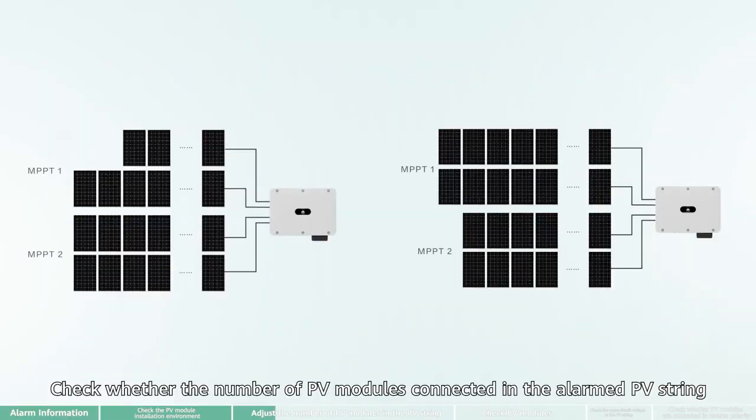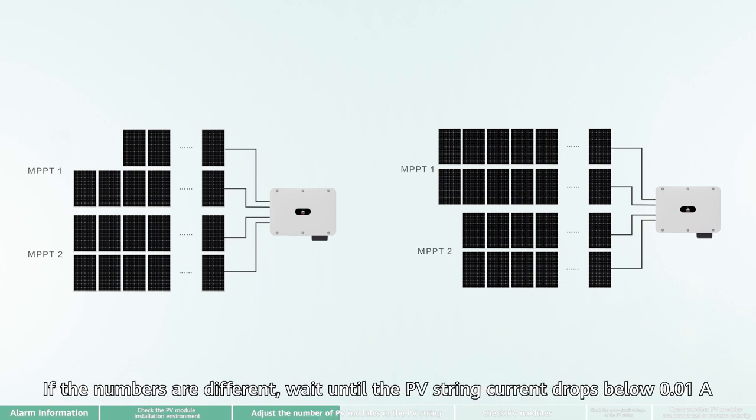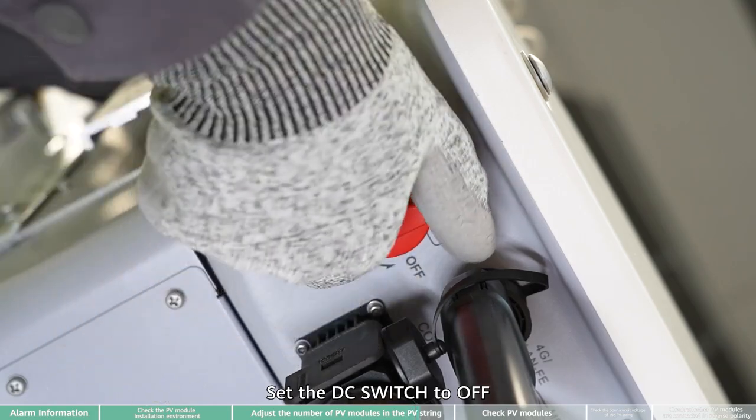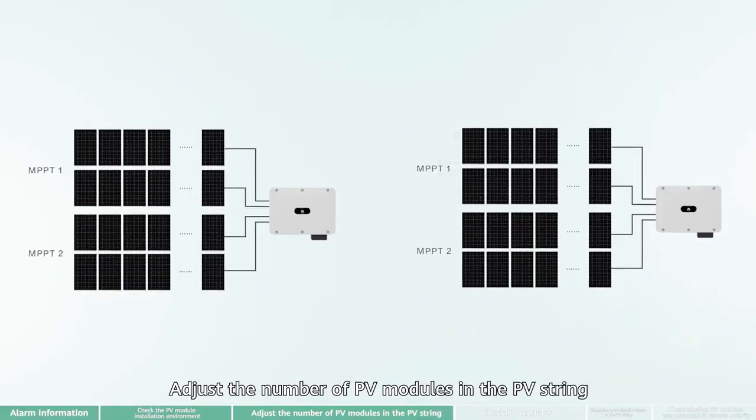Check whether the number of PV modules connected in the alarm PV string is the same as that of PV modules connected in other parallel PV strings. If the numbers are different, wait until the PV string current drops below 0.01A. Set the DC switch to off. Adjust the number of PV modules in the PV string.